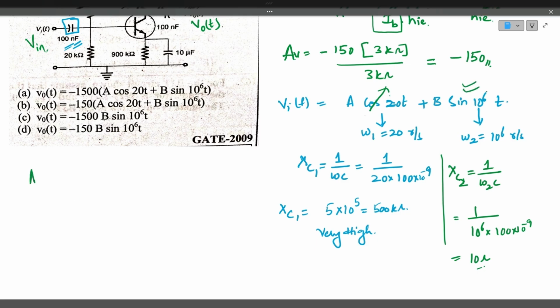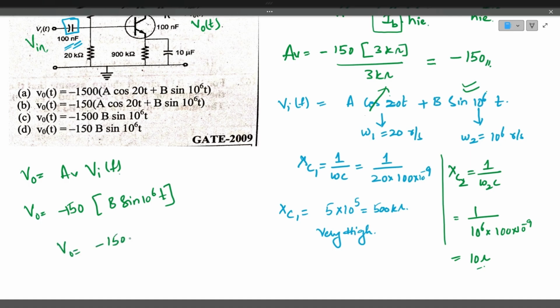So now the output voltage is nothing but the voltage gain multiplied by the input voltage. The voltage gain is minus 150. The input voltage is only the B second term. The second frequency will be available at the output. So the output voltage is minus 150 B sin 10 to the power of 6t. So now the answer is option D.